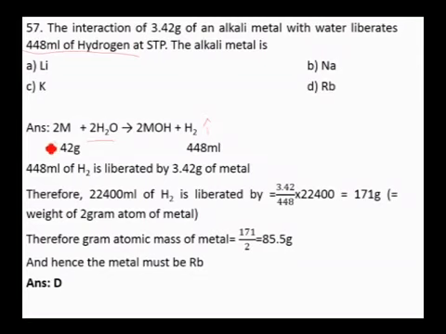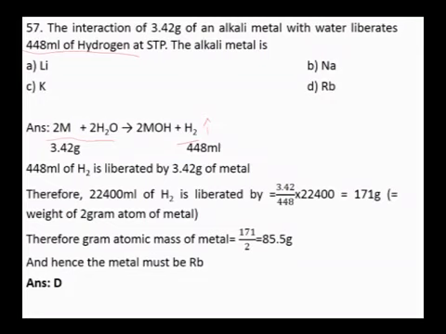From the balanced equation, it may be noted that 2 moles or 2 gram atom of metal on reaction with water produce 1 mole of hydrogen gas. So 1 mole of hydrogen gas or any gas at STP will have a volume of 22.4 liters or 22,400 ml.